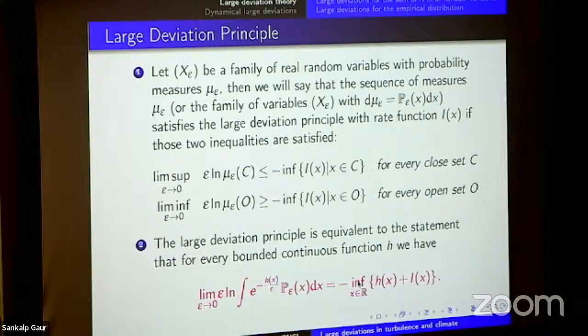Freddie, I was wondering if you saw any connection between the large deviation principle.